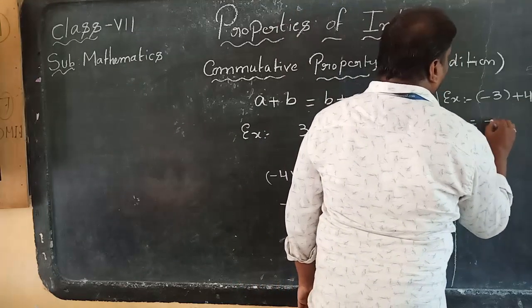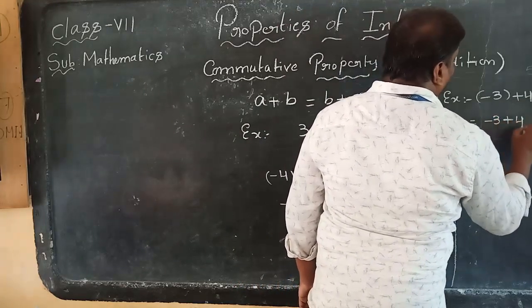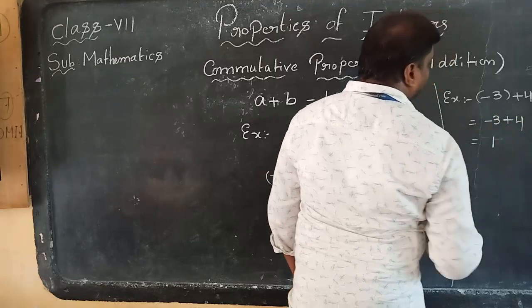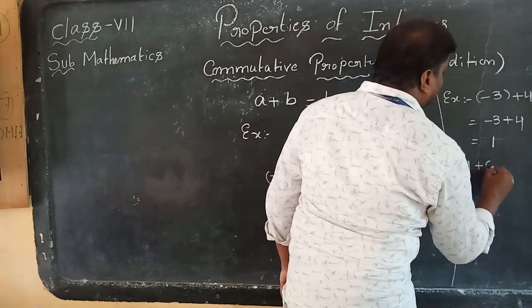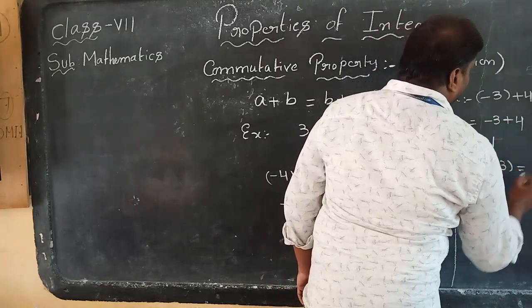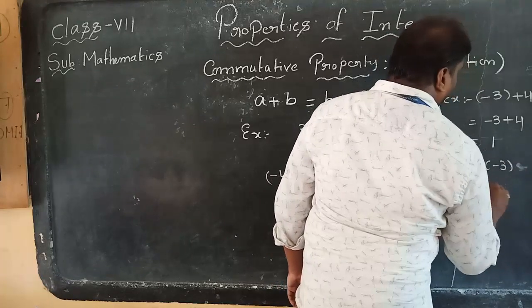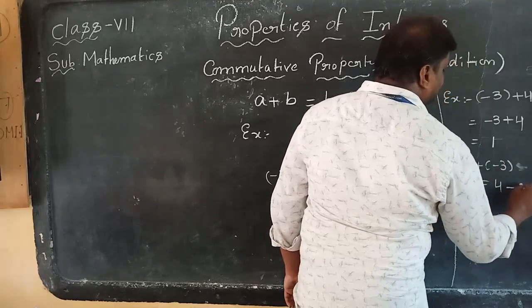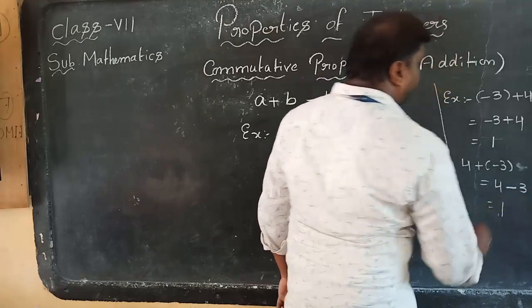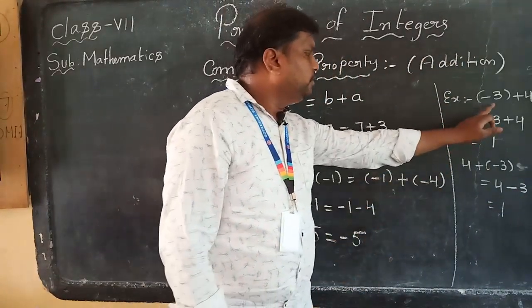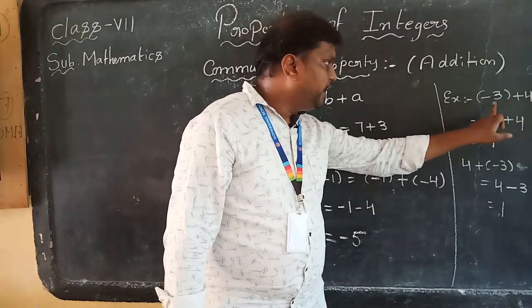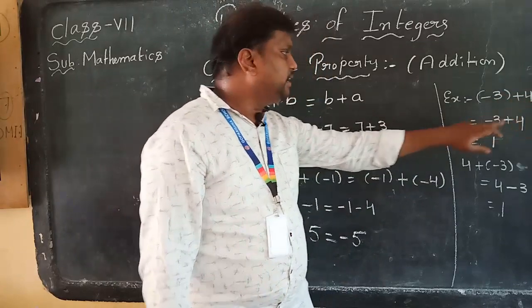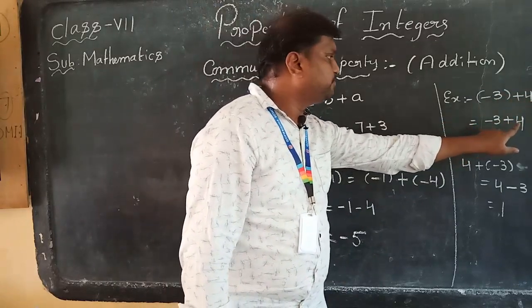What is the value? Minus 3 plus 4 is equal to plus 1. Like that, 4 plus minus 3 is equal to 4 plus into minus, minus 3 is equal to 1. Observe here, I am taking minus 3 plus 4: one negative integer, one positive integer. Then minus 3 written as it is, plus 4.